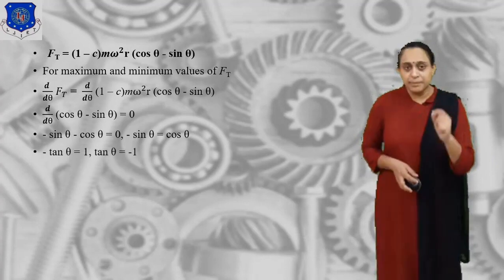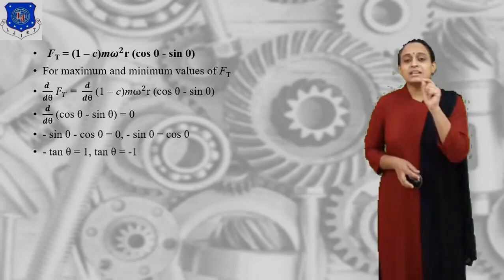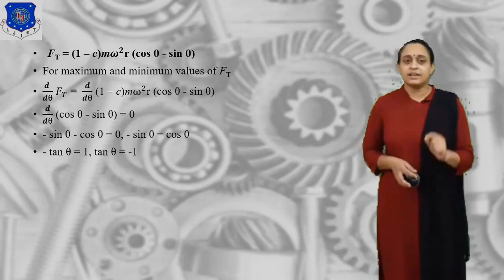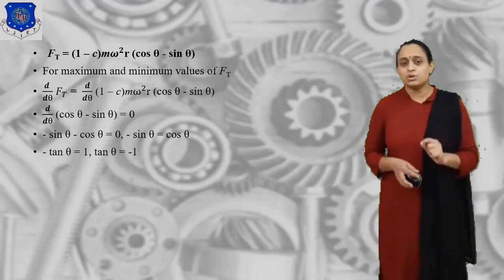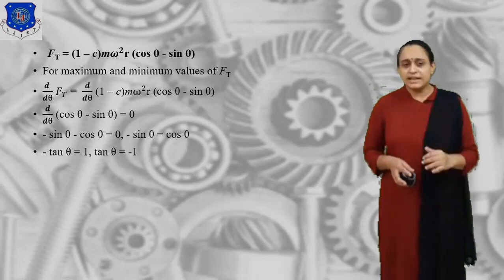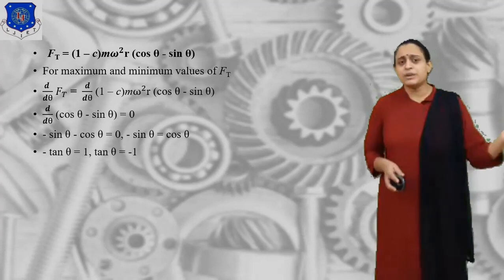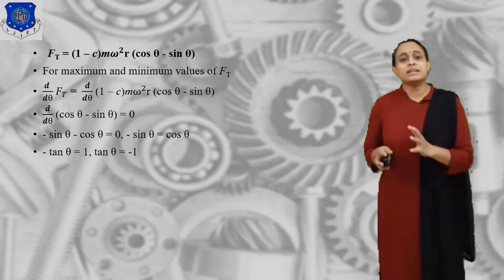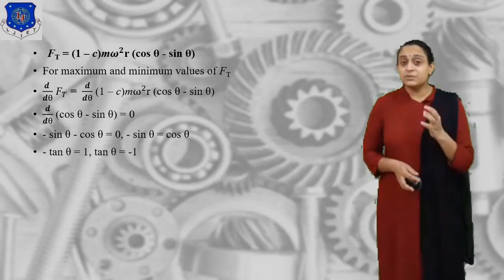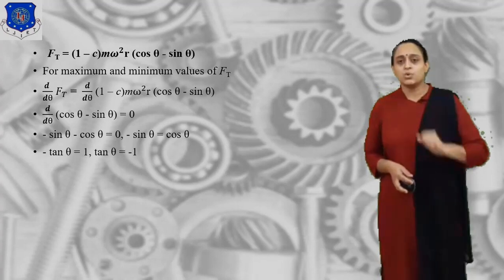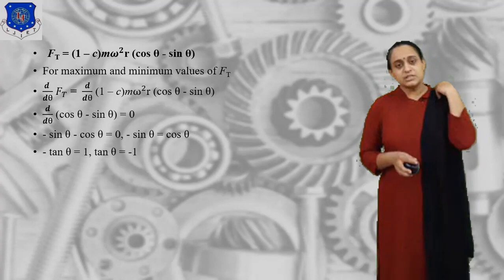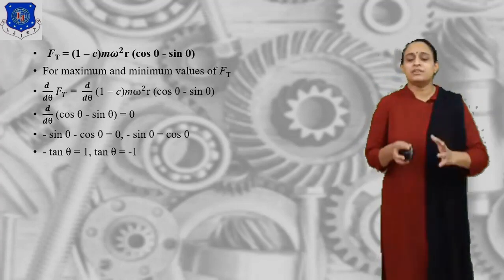We will get minus tan theta, because minus sin theta by cos theta is equal to minus tan theta. So minus tan theta is equal to 1. If we take out the negative sign, we can write tan theta is equal to -1. Now, as we all know, there are four quadrants: first, second, third and fourth, by which we will get the value of theta.